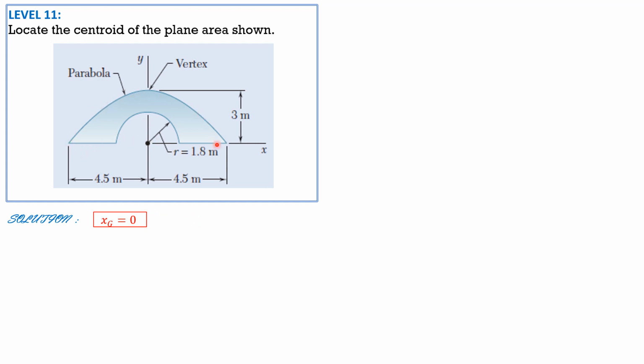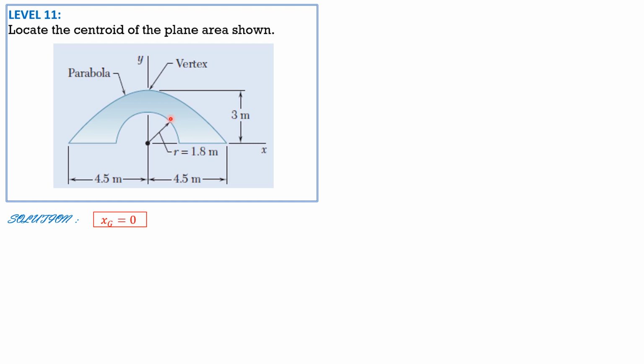For the parabola, which is open downward because it is indicated this is the vertex, from the vertex along the axis of symmetry to the centroid, it is 3/5 of this height, 3/5 of 3. So from the base, it is 1 minus 3/5, so 2/5 of the height. For the semicircle, the location of the centroid is, of course, 4r over 3 pi from the diameter along the axis of symmetry. And you should know that, or else you cannot solve this problem.